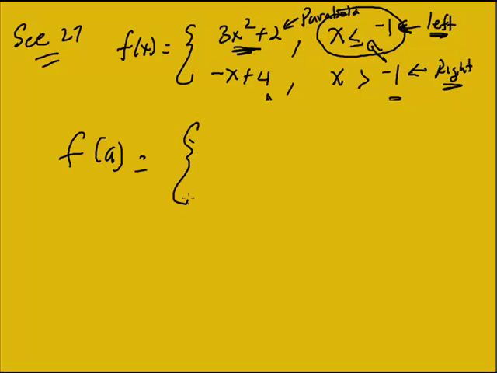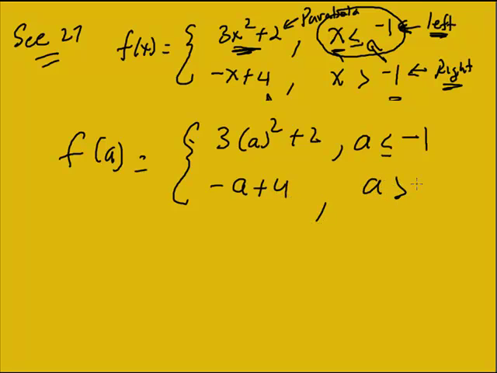So what I'm going to do is write 3 times a to the second plus 2. So I'm just putting a for x. And when I do that, I have to also change that. So it'll be a is less than or equal to -1. And then I write -a plus 4 when a is greater than -1. And that's what f of a is. So you can do anything you want. You just don't know which one to plug it in.